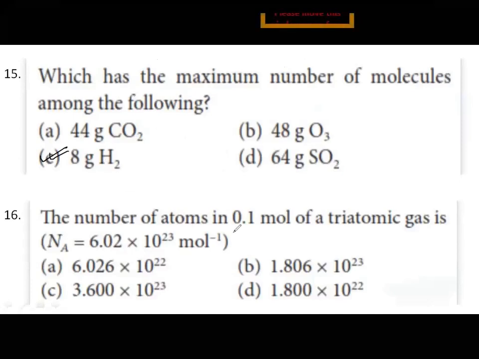The number of atoms in 0.1 moles of a triatomic gas. A triatomic gas is there and they have said 0.1 moles. What is the formula for the number of atoms? Number of atoms or number of particles is equal to Avogadro number into number of moles, and then the type of molecule. It is triatomic, therefore into 3. If it is diatomic, into 2. So what is the Avogadro number? 6.022 into 10 raised to 23.